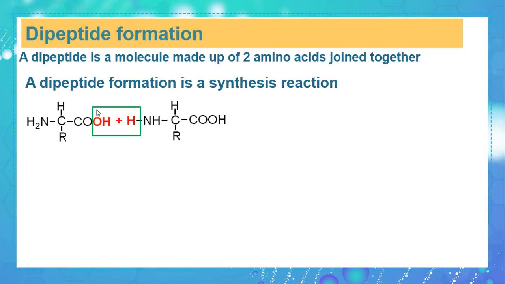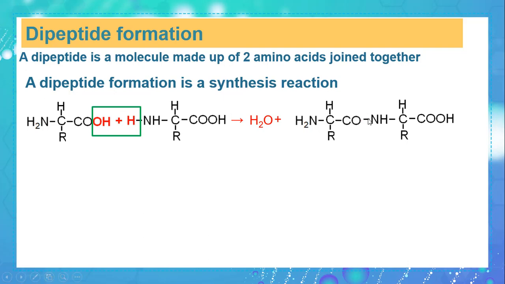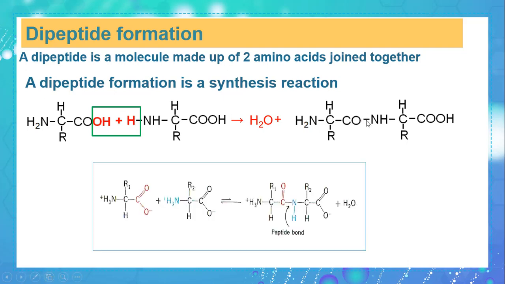Their bonding together gives a water molecule, and the two amino acids will be joined together by the peptide bond as in the following reaction. This corresponds to the peptide bond between the two amino acids and the resulting water molecule.